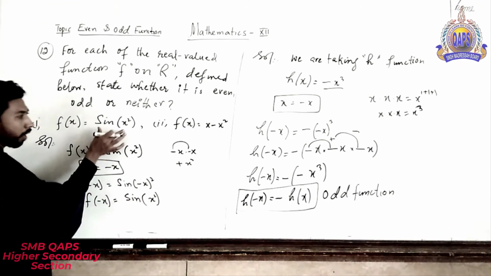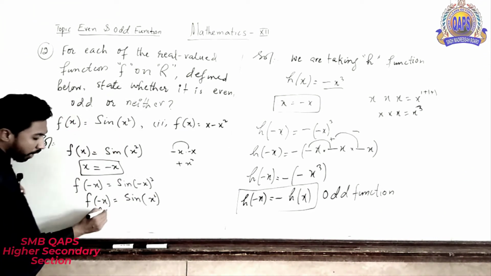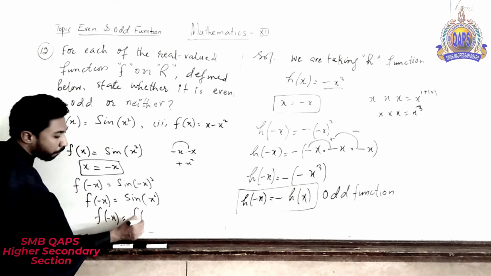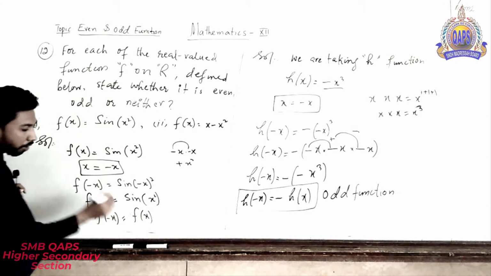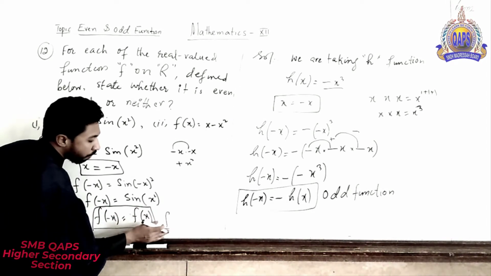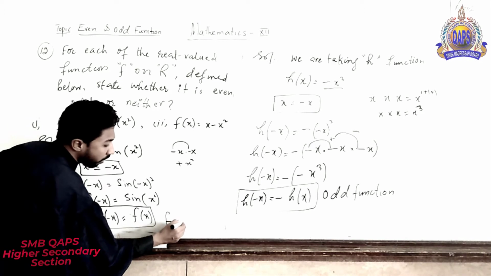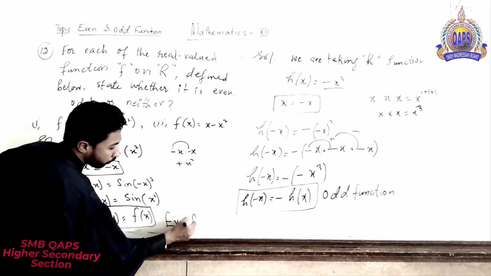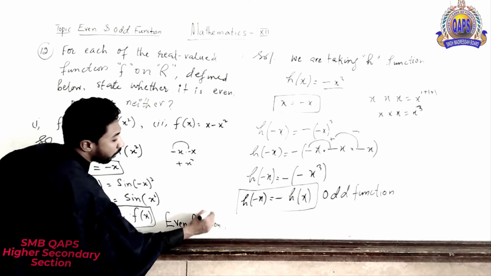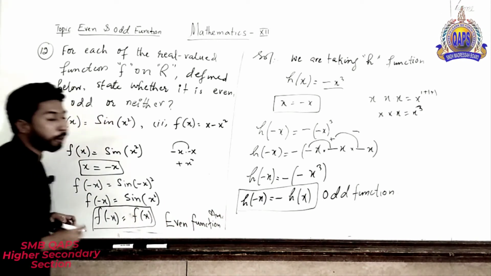So this function and the given function are the same. So f of minus x is equal to f of x. So this function represents an even function. This is our answer. Okay.